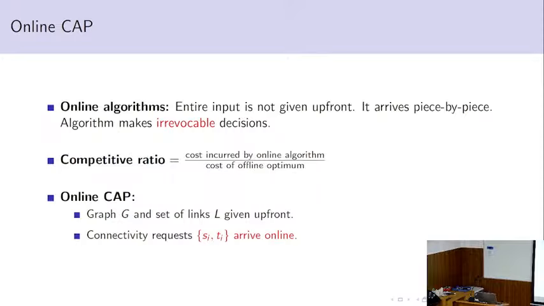And what you're going to optimize is something very similar to our usual approximation ratio. Here we call it competitive ratio, and that's the ratio of the cost incurred by your online algorithm to the offline optimum. Specifically for online CAP, the graph and links are given to you upfront, but for the connectivity requests, I don't want you to connect the entire graph to go to k plus 1. Rather, s-t pairs arrive online, and for every such request pair, I want you to ensure that there are k edge disjoint paths between them. So that is what I mean by online CAP.